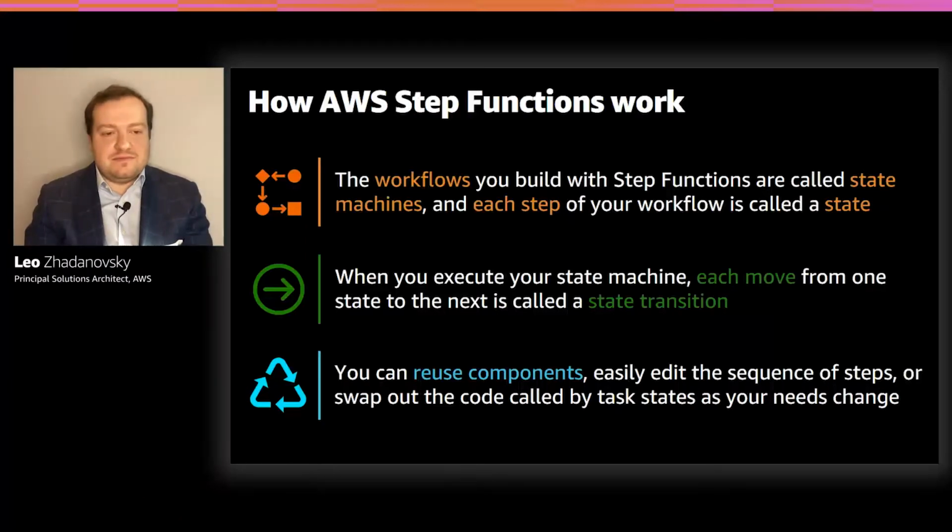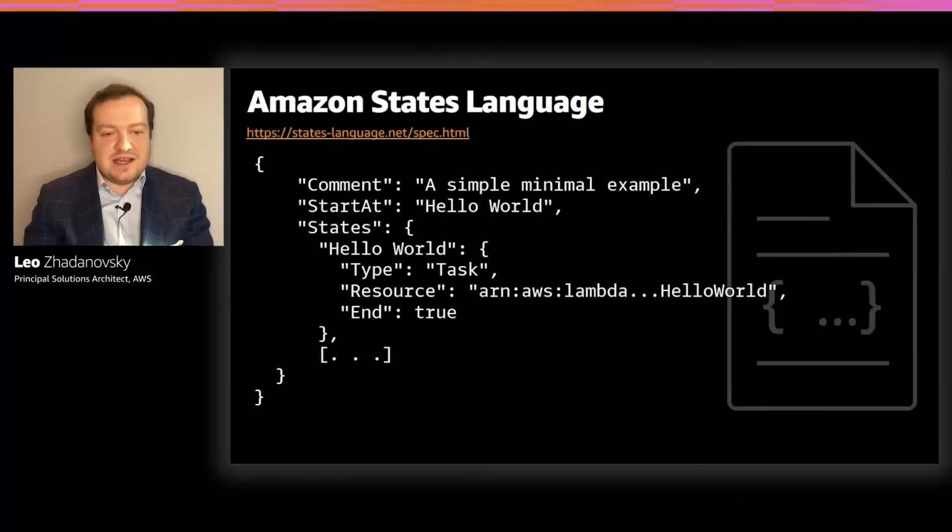So each step function is defined by a JSON document that conforms to a specification described by the Amazon States language, which is a JSON-based structured language used to define your state machine as a collection of states that can do work. For example, like task states. And you can determine which states transition to the next, like choice states. And you can also stop an execution with an error, like a fail state, and so on.